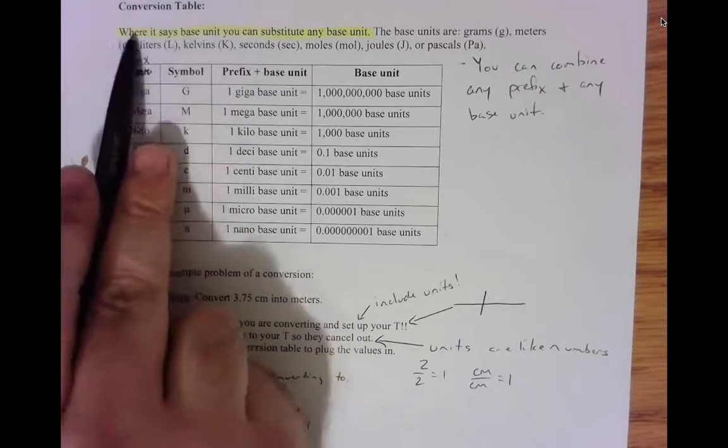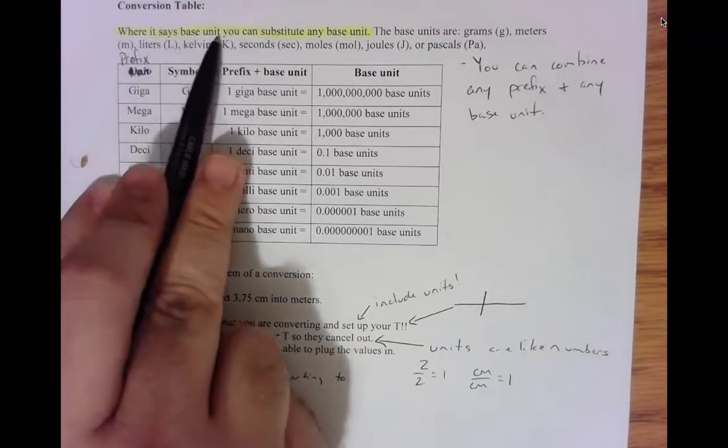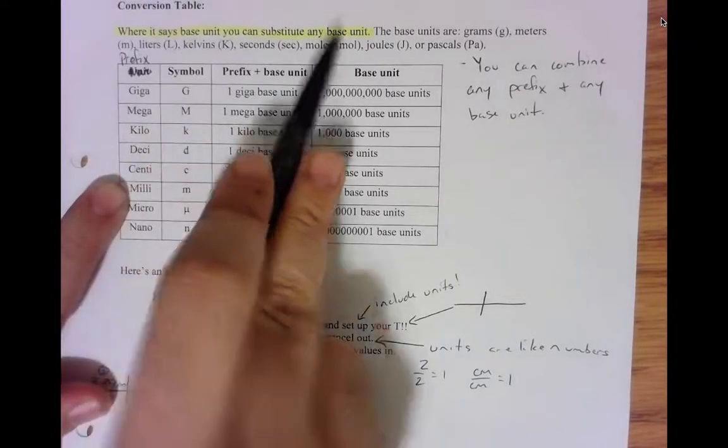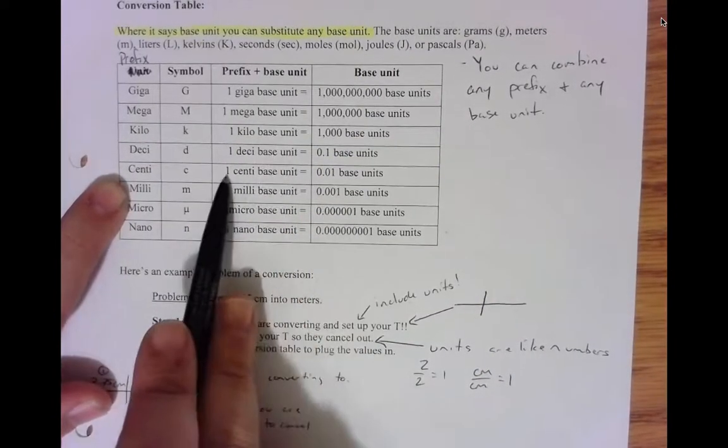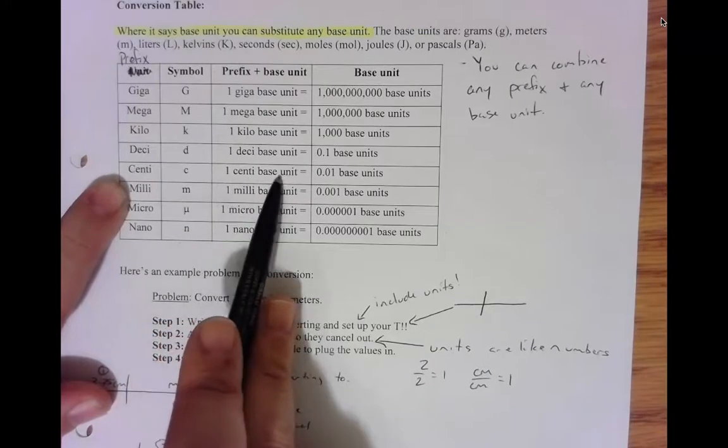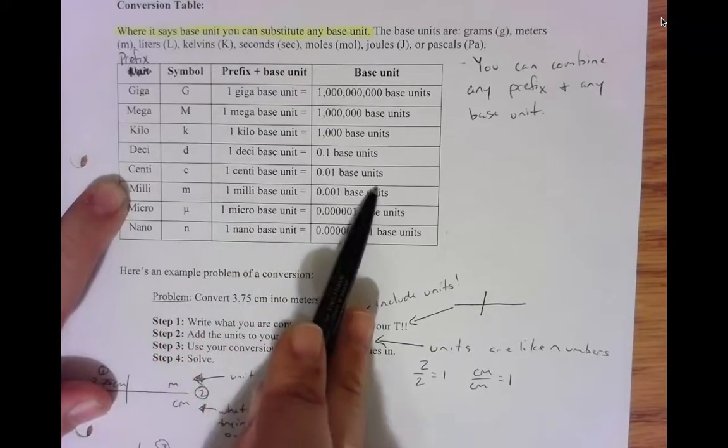Remember this important sentence we highlighted? Where it says base unit, you can substitute any base unit. So right here, where it says base unit, we can substitute in meters. So the way this reads across is 1 centimeter equals 0.01 meters.